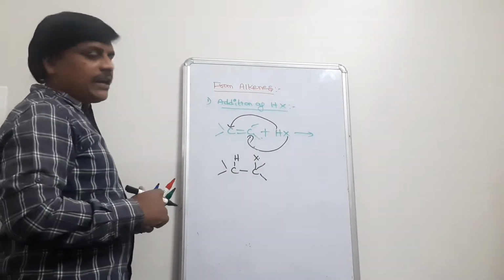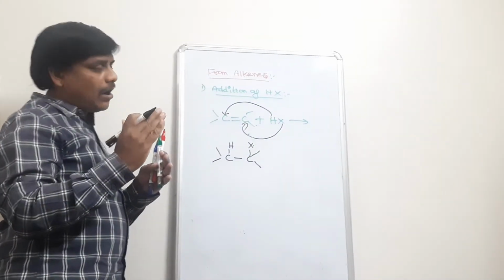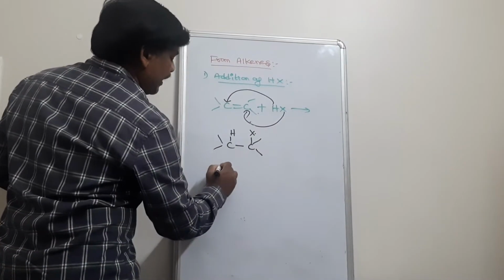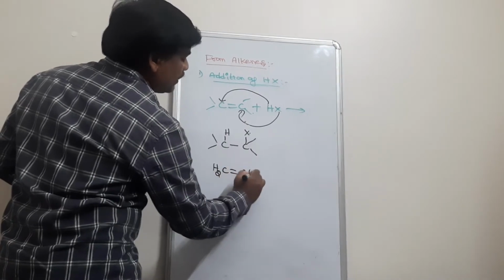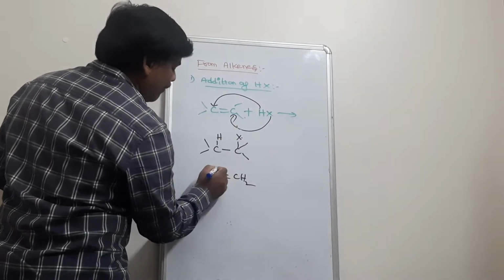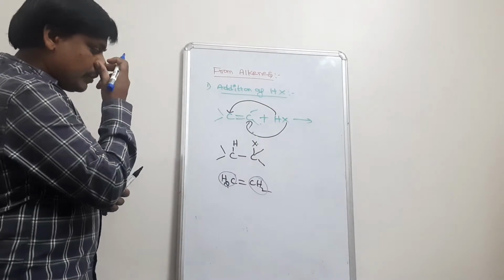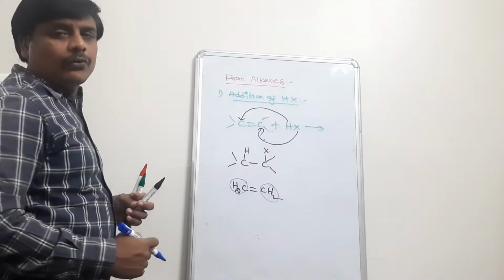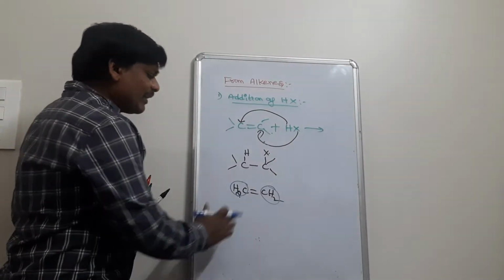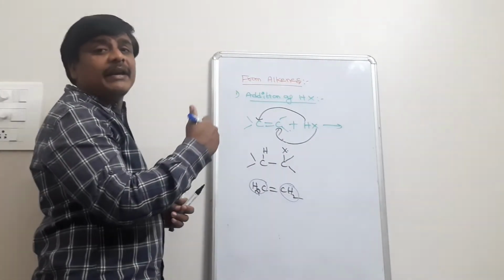So you know what symmetrical alkenes are? In the alkenes, if the alkyl groups present on either side of the double bond are similar, for example H2C=CH2, on either side of the double bond we have similar groups. Such alkenes are known as symmetrical alkenes. When the groups are different on either side of the double bond, they are said to be unsymmetrical alkenes.